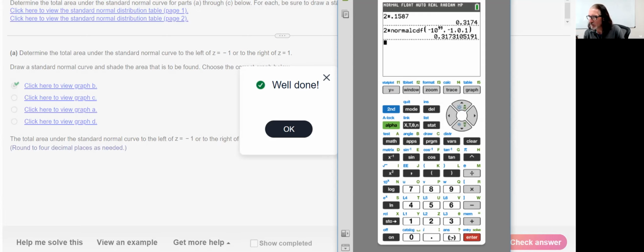And once we double that, even if we rounded to 4 places, that would round down to 0.3173 instead of 0.3174. Hopefully the online homework would be prepared to accept that answer. They're only 1/10,000th apart.